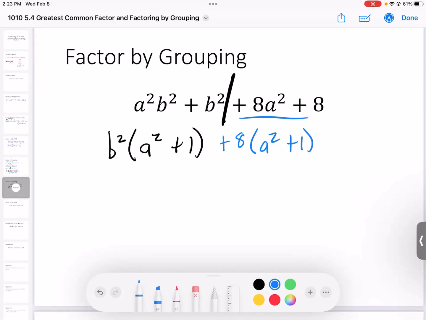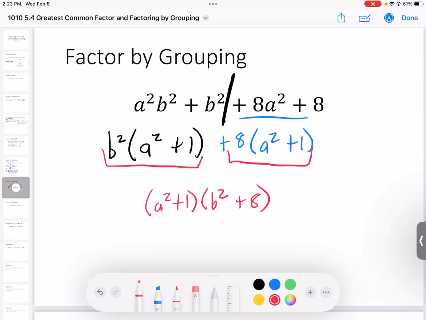Now, because I have two things that are being added together, and these two things have something in common, I can factor out the thing they have in common. So I'm going to factor out a squared plus 1. When I take this term and divide by a squared plus 1, the a squared plus 1s cancel out, and I'm just left with b squared. When I take this term and divide by a squared plus 1, I'm left with positive 8.